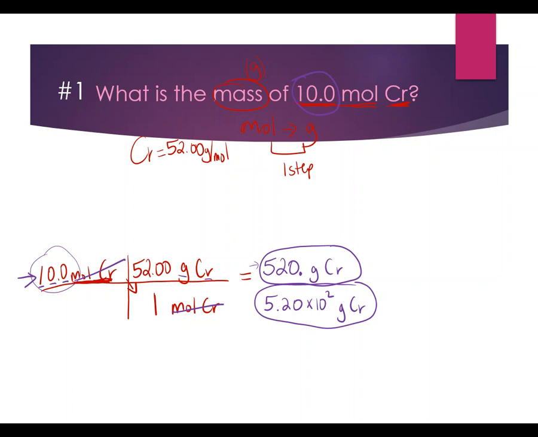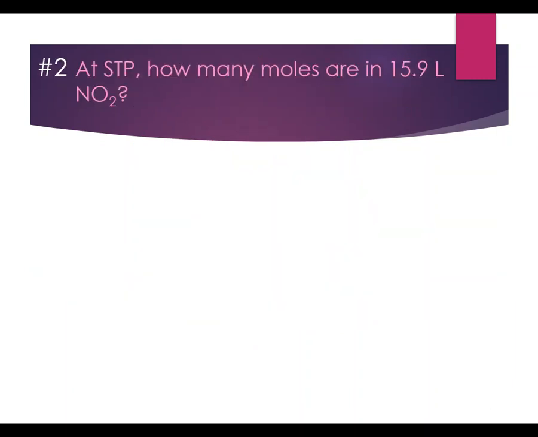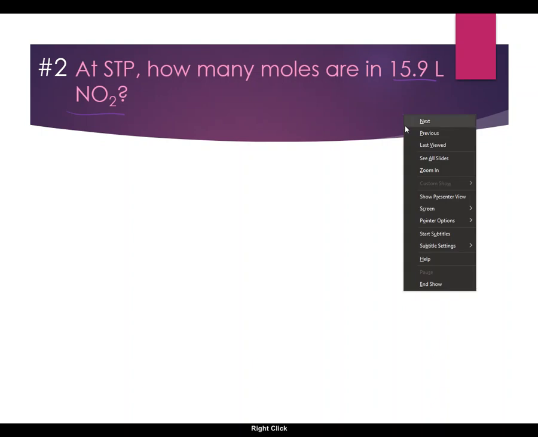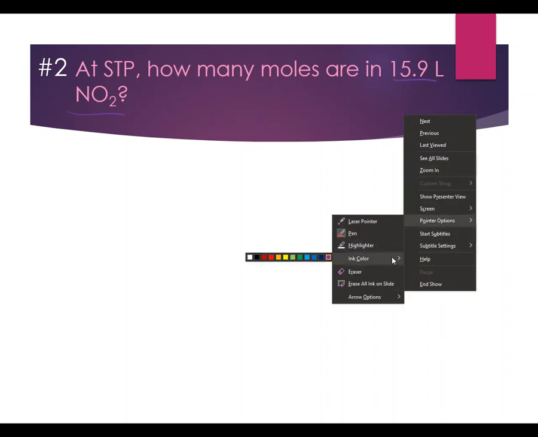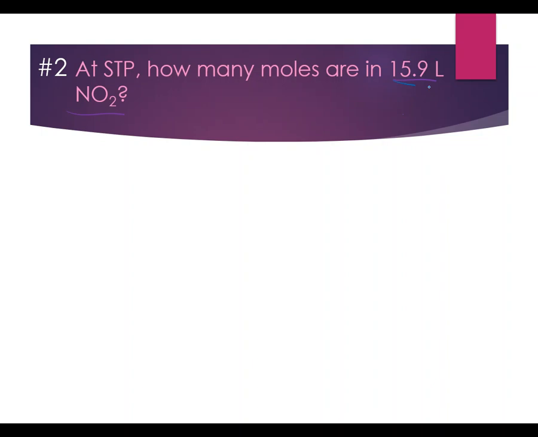First, easy 1-step molar, we're doing moles to mass. Moles to mass take 1 step. Now let's look at this one. How many moles are in 15.9 liters of NO2, which is nitrogen dioxide? Let's take a look here. 15.9 liters NO2. Start setting up my T-chart.